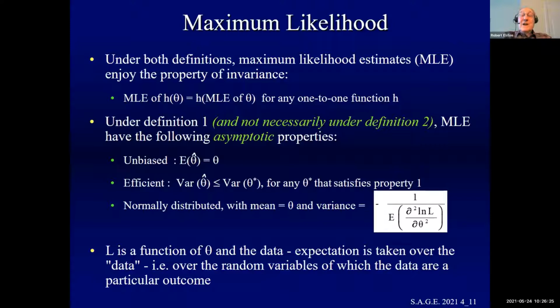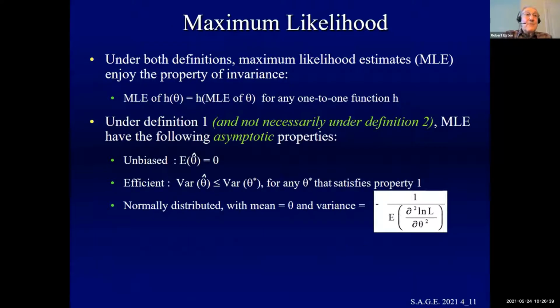Now, the point is that the likelihood is a function of theta and the data, and the expectation is taken over the data, i.e. over the random variables of which this is a particular outcome.